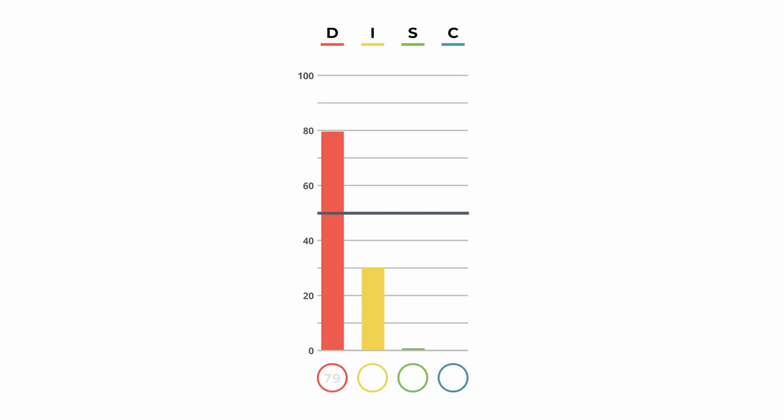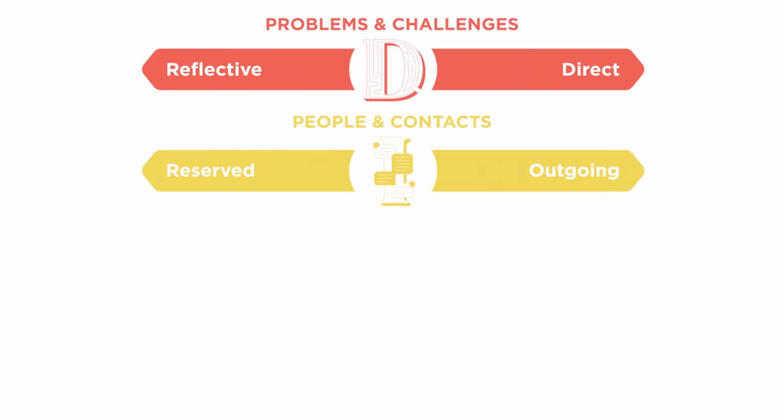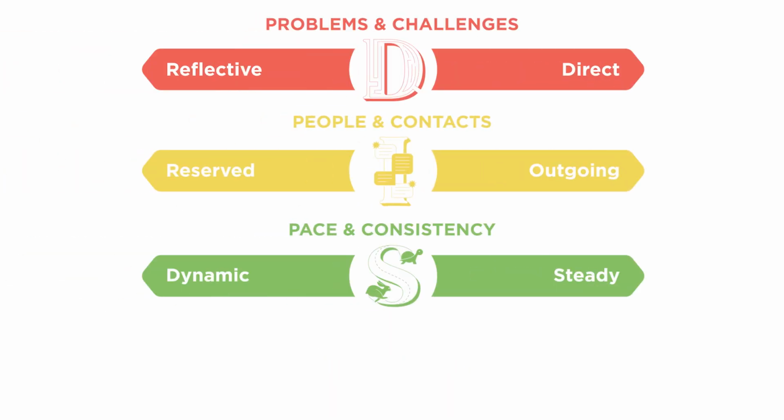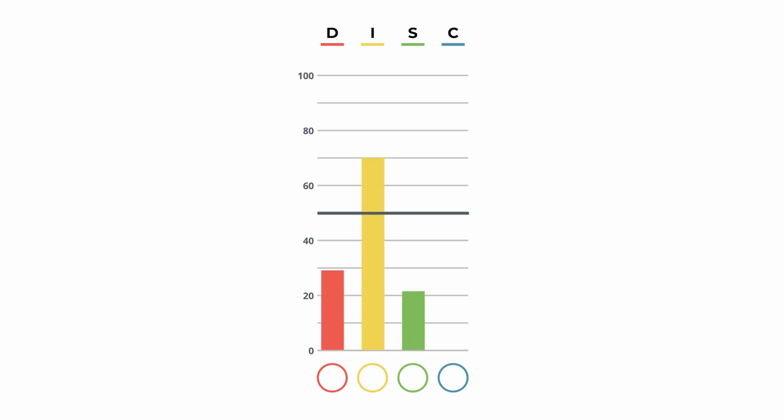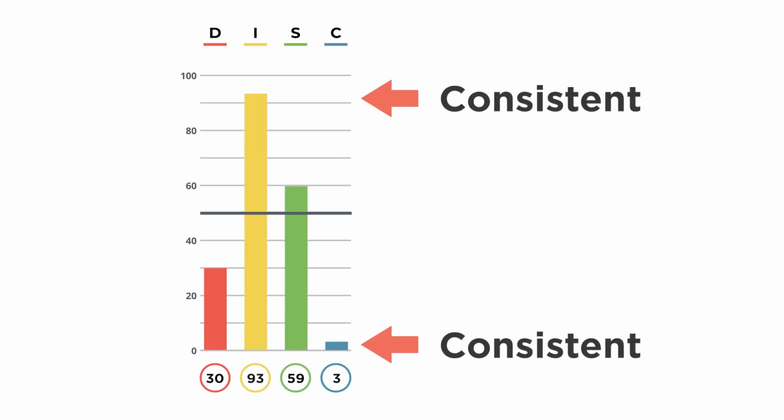Each DISC factor is represented by a vertical bar on the graph. Each bar reflects how you use that behavior. They show how you approach problems and challenges, people and contacts, pace and consistency, and procedures and constraints. At 50, the center of the graph is the energy line. This represents a midpoint, where behavior is used as needed based on the situation. The farther a score is from that line, either above or below, the more consistent and noticeable that behavior becomes.